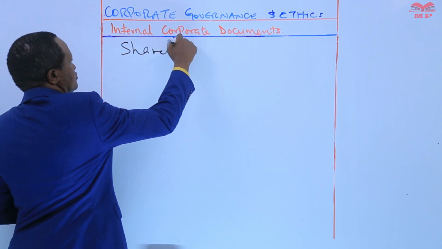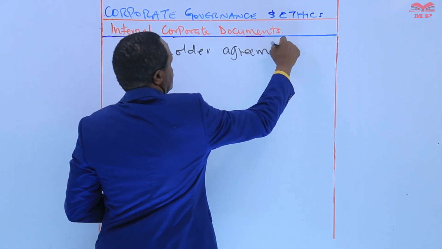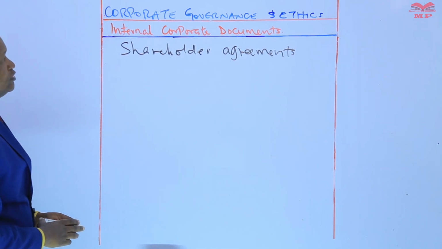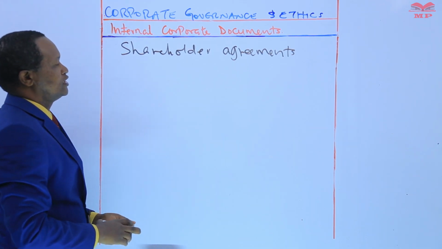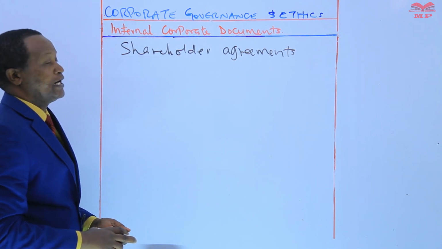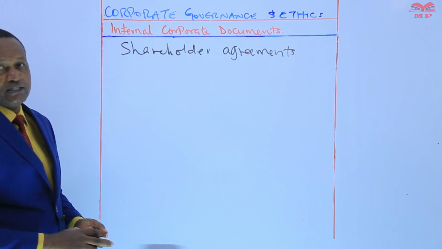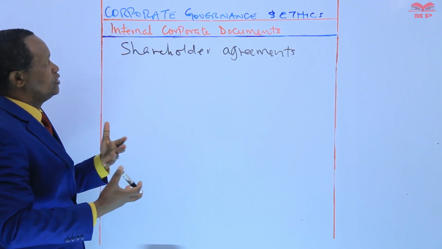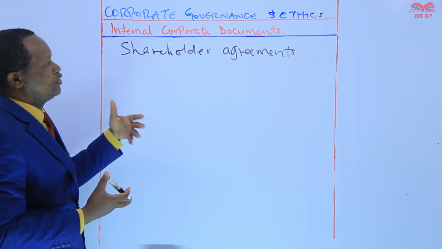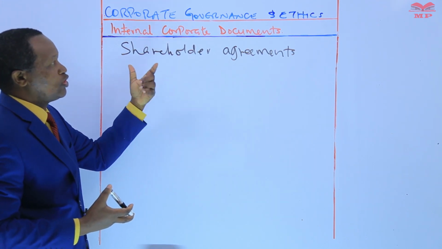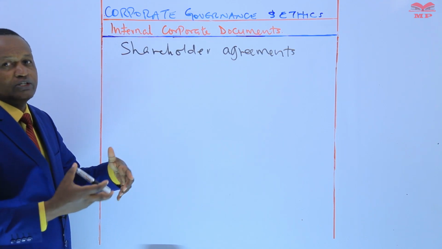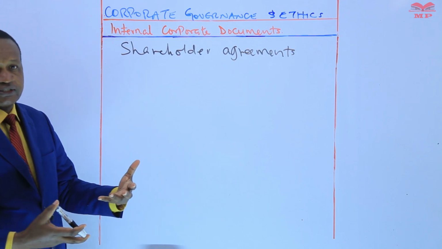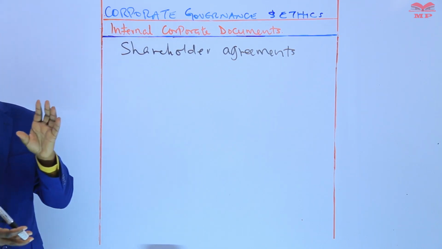Shareholder agreements. Now, shareholder agreements are also known as stockholder agreements. And these are internal corporate documents. A shareholder agreement is an internal corporate document that outlines the rights and the responsibilities of shareholders of a company.